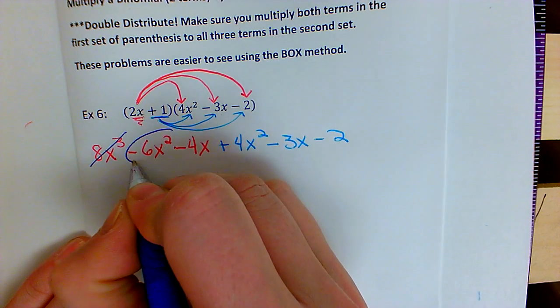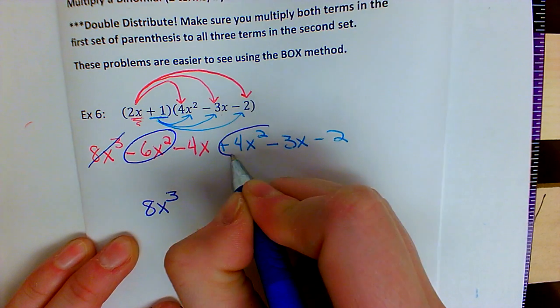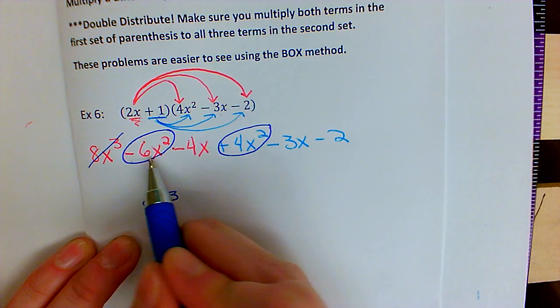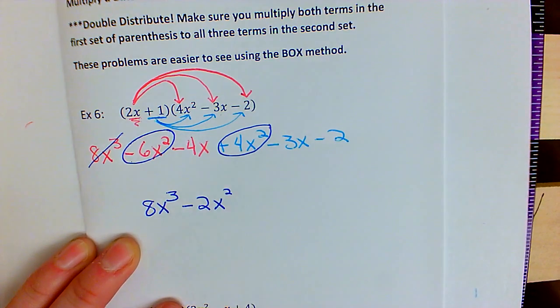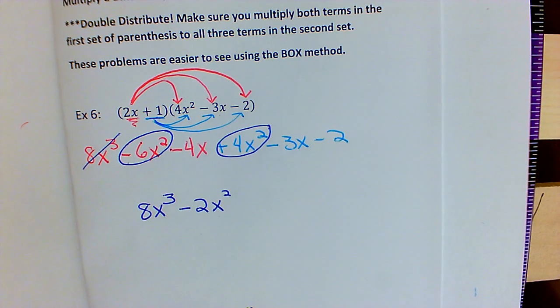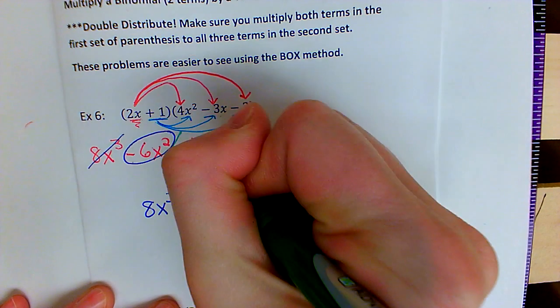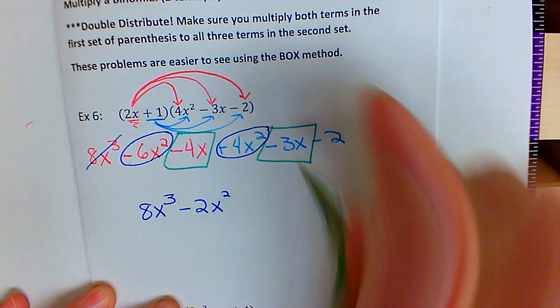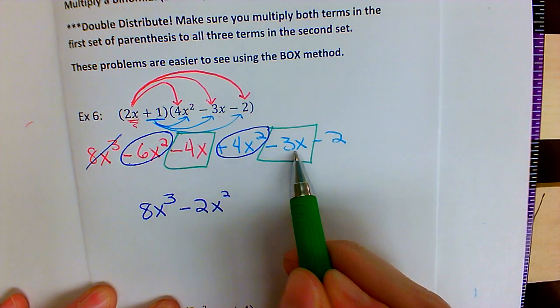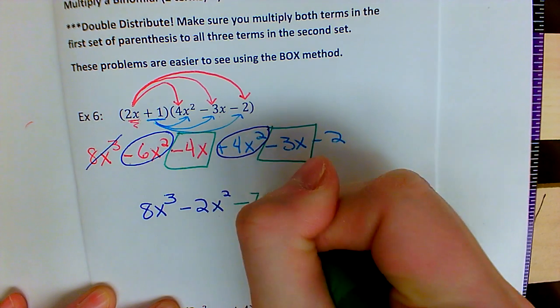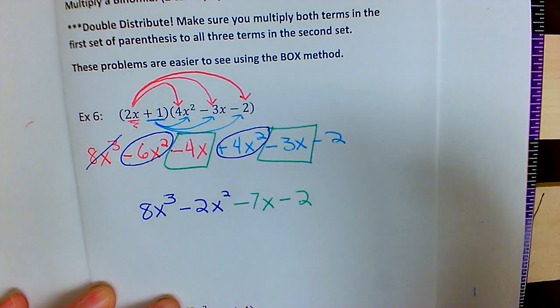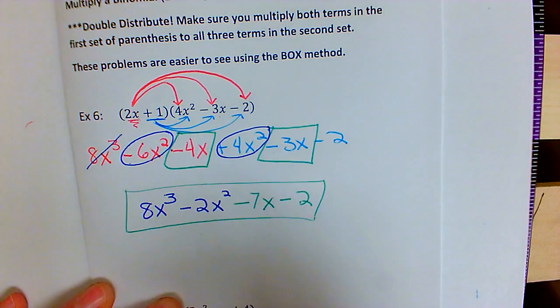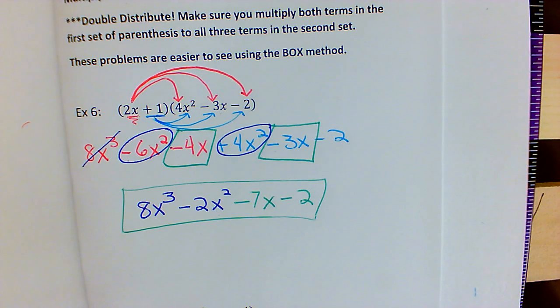But I do have a negative 6x squared and a positive 4x squared. Well, negative 6 plus 4 gives me negative 2, and I'm going to leave it as an x squared. You don't change the exponents when you combine like terms. The next two, I've got a negative 4x and a negative 3x. Well, negative 4 minus 3 ends up giving me negative 7x's, and now all I need to do is make sure that I bring down that negative 2. So this is my final answer for example number 6.